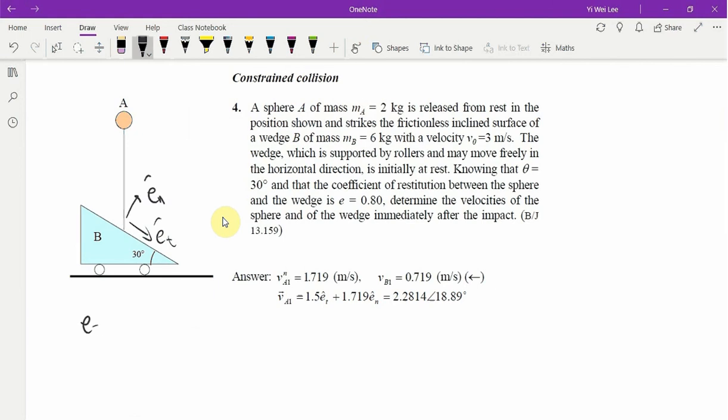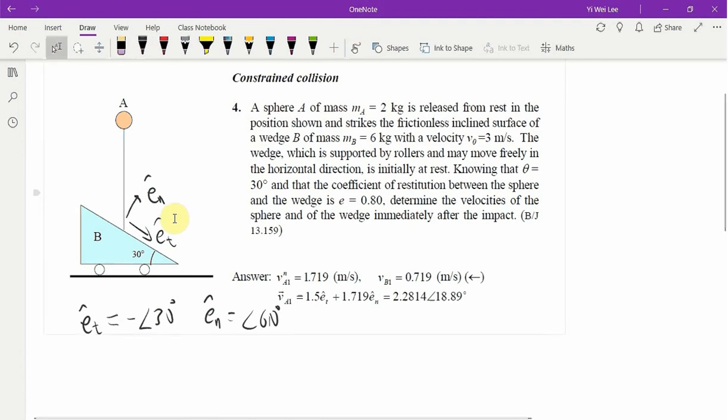I denote this as my ET direction, and I denote this direction as my EN direction. So apparently, ET is equal to negative 30 degrees, and EN apparently is equal to 60 degrees. Those are the two things that we have. Very interesting stuff. ET is negative 30, EN is 60 degrees.